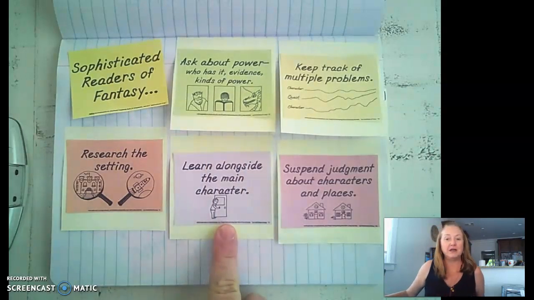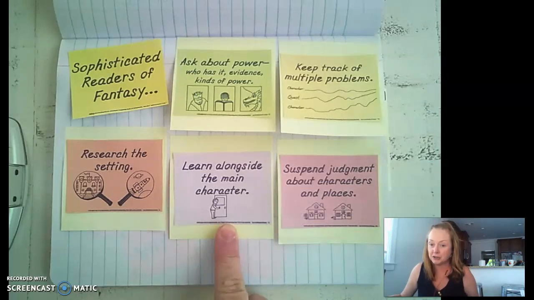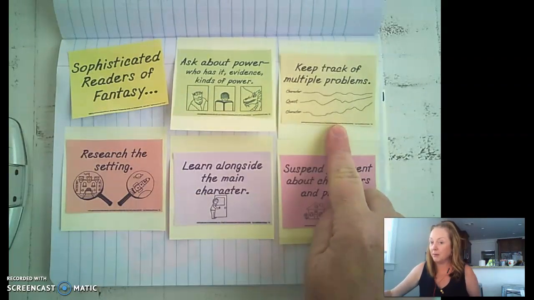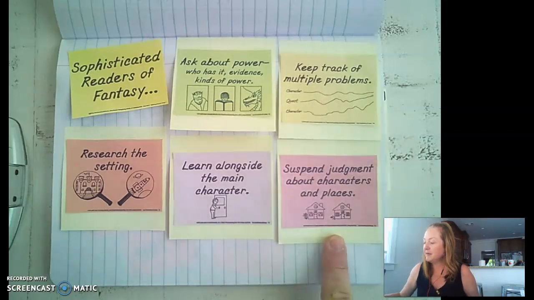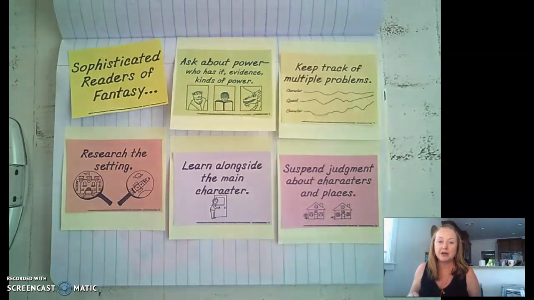Then we decided we could learn alongside the main character, since we come to the story not really knowing all that much. And sometimes we even learn things before the characters learn them. How to keep track of multiple problems, and suspending judgment about characters and places until we know all the information, because we can always change our mind about the characters we're learning about. So now we need to catch up on this anchor chart from the lessons that we did last week.